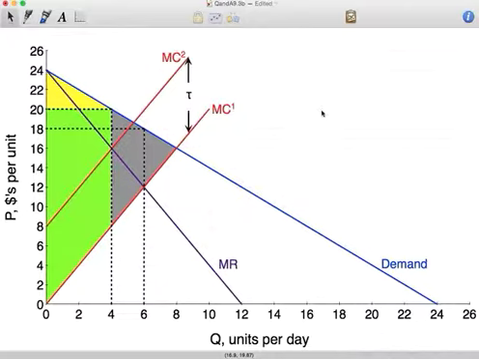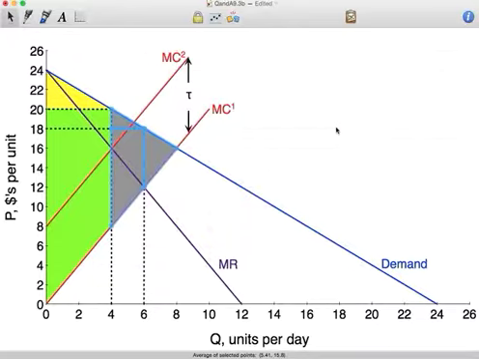Now, if you take a look at this originally, here was the original area of deadweight loss. The imposition of the tax has now increased the area of deadweight loss to that. So originally, it was the small triangle with the point where marginal cost is equal to the demand curve. And now, with the imposition of the tax, we see that deadweight loss has increased to that triangle and the 3 areas that I've highlighted right there.